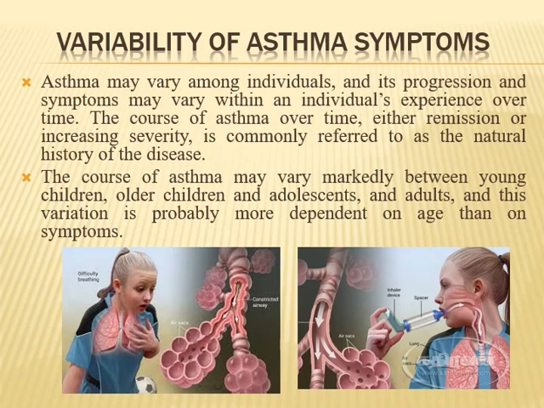It is well established that asthma is a variable disease. Asthma may vary among individuals and its progression and symptoms may change within the individual's experience over time. The course of asthma over time, either remission or increase in severity, is commonly referred to as the natural history of the disease. It has been postulated that the persistence or increase of asthma symptoms over time is accompanied by a progressive decline in lung function.